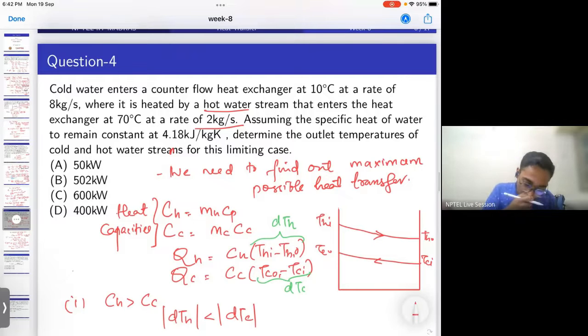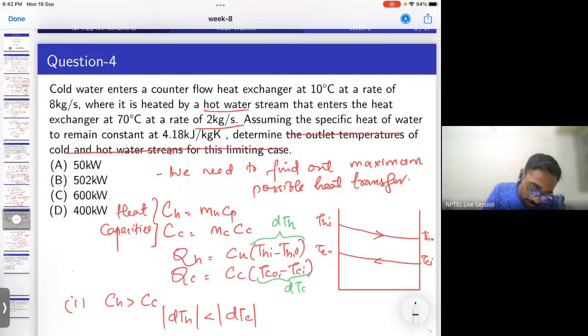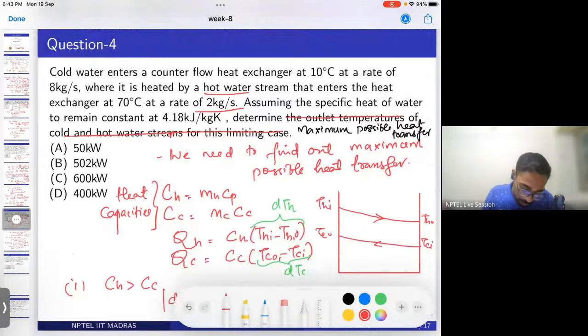Okay, so actually this question should be mixed. Sorry, it's a mistake from my side. I forgot to put the last part. The question should be: determine the maximum possible heat transfer. This should be the question. So determine the maximum possible heat transfer.